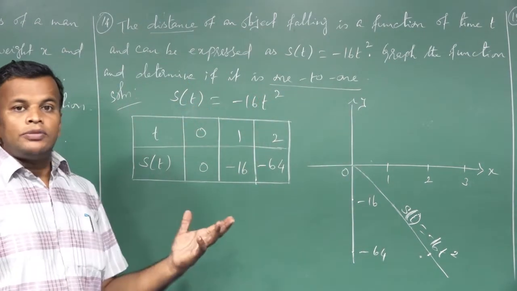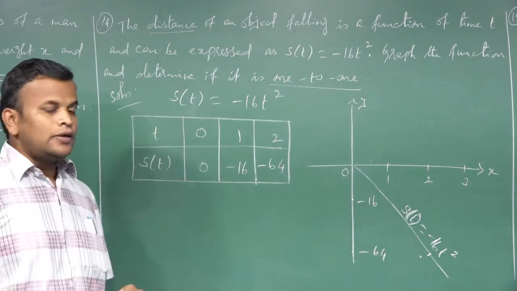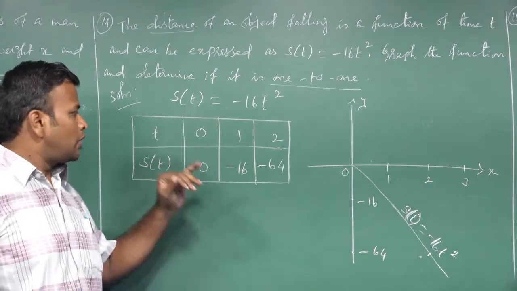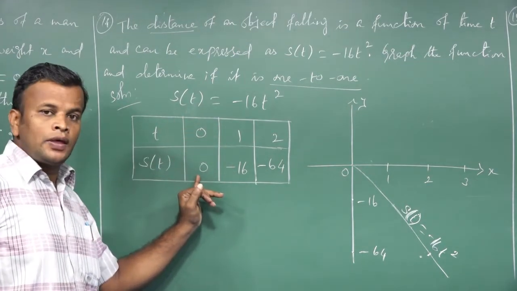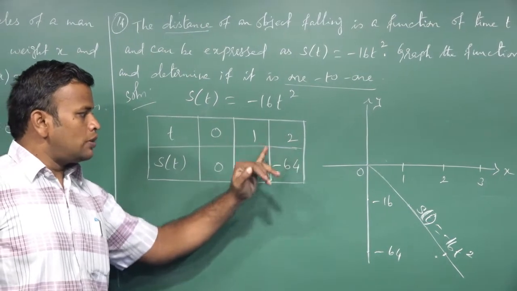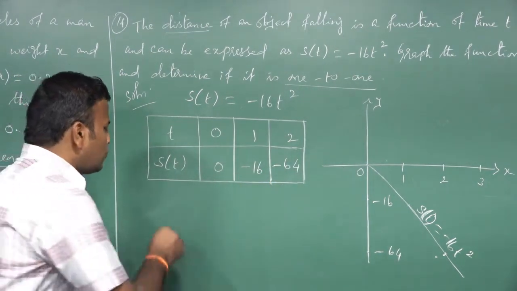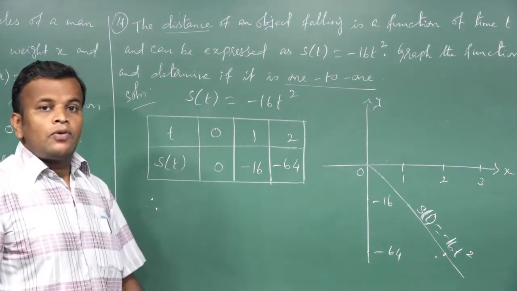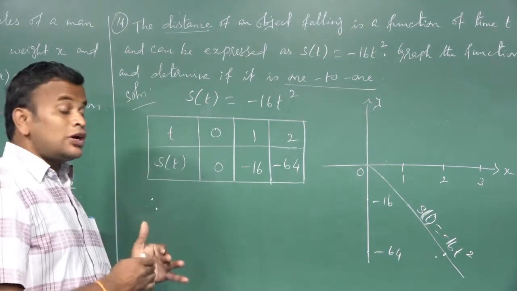You know very well, one-to-one means one value has exactly one image. Now I put 0, 0 will come. I put 1, minus 16. I put 2, minus 64. Therefore we write the conclusion. For each and every value of t there corresponds s of t.